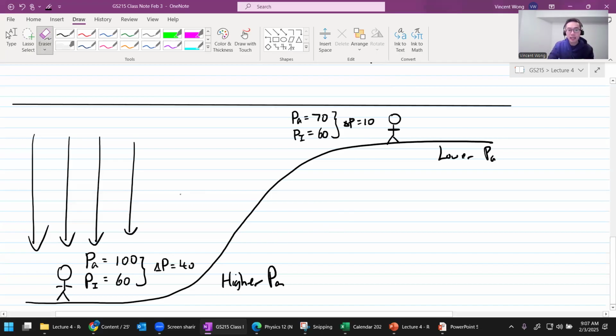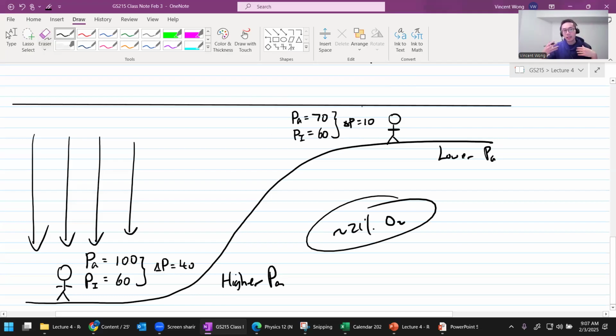And on top of that, about 21% of the air that we breathe is oxygen. So not only are you breathing less air into the body, you're also getting less oxygen, because the air is thinner at higher altitude. So these things combined can make it difficult, if not impossible, to breathe at high altitude.